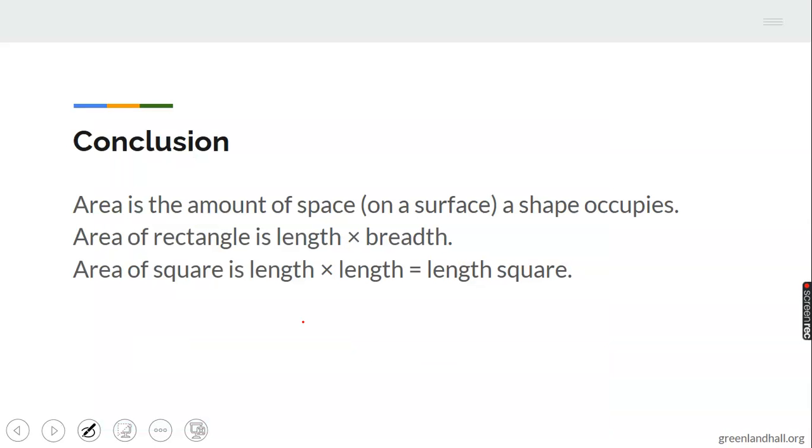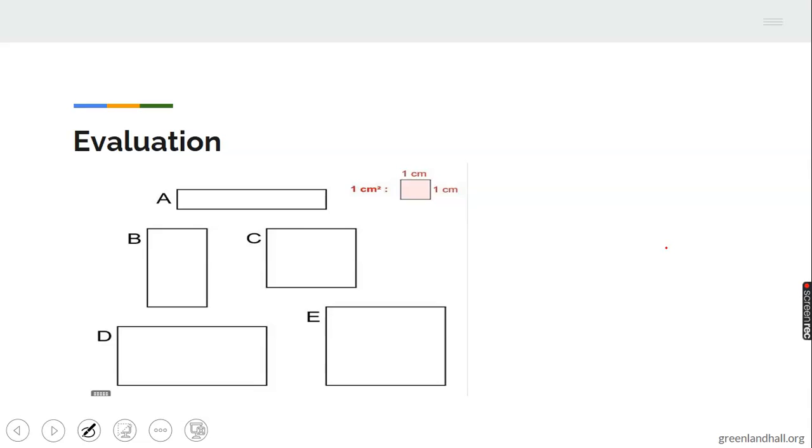Now we have seen what area is. Area is very simple. Just multiply the length times breadth. And area is the amount of space on a surface that a shape occupies. Area of rectangle is length times breadth. Okay, or base times height. The same thing too with square. Area of square is length times length, or you say length square. That is, you multiply the number by itself, length square. Is that taken? Okay, we have some exercises here.